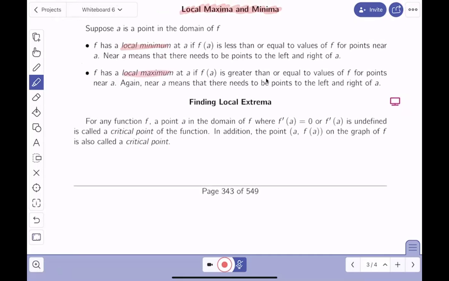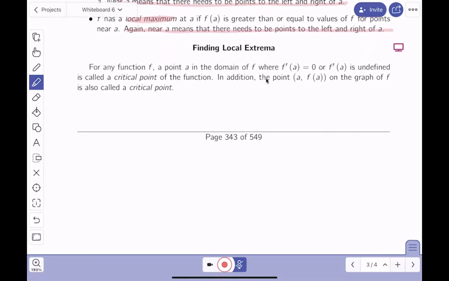All right, local maximum. f has a local maximum at A if f of A is greater than or equal to the values of f for points near A. What does that mean? Open interval. All right, that means there's points to the left and right of A. And again, it really keeps repeating it over and over again. All right, finding local extrema.